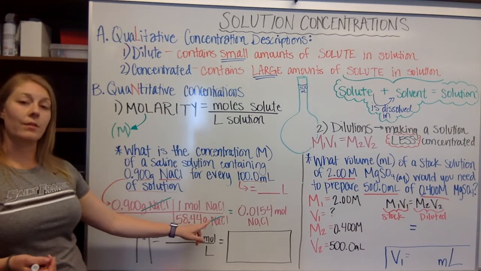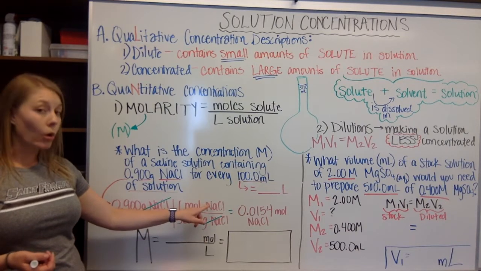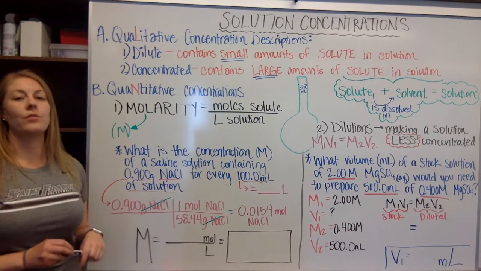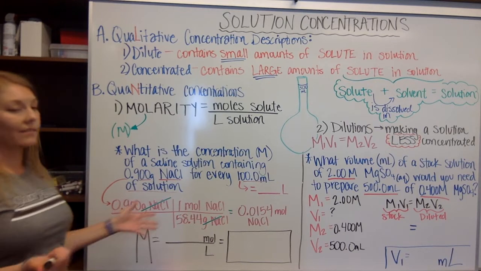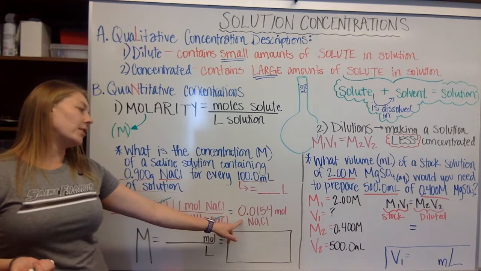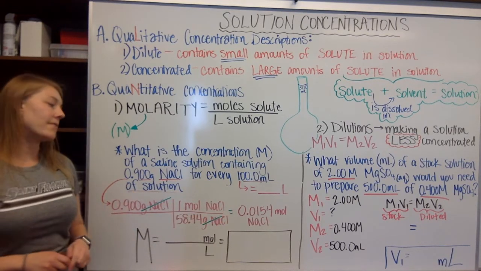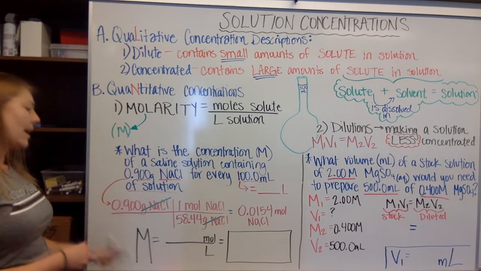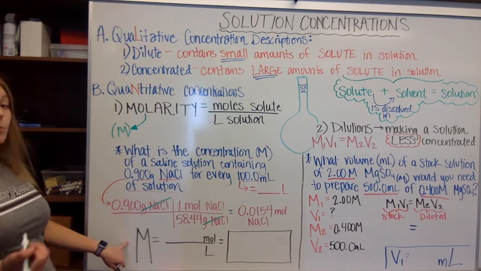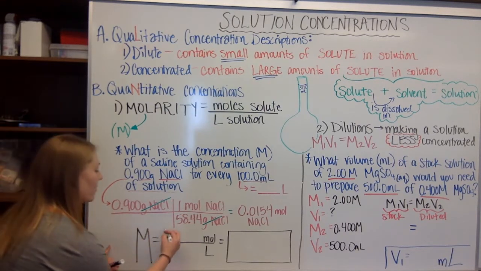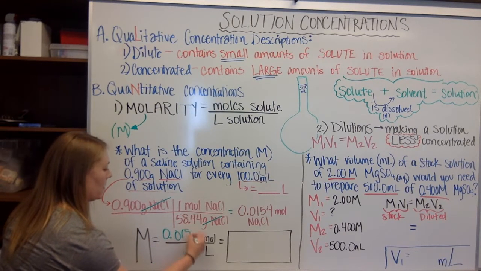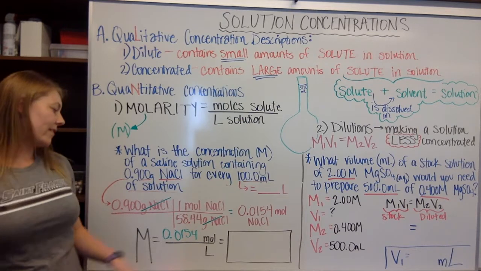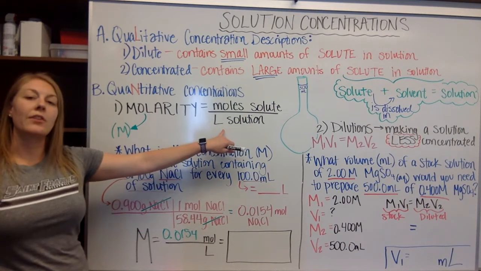Grams is on top, so it goes on bottom. 1 mole goes on top, and we have the molar mass that we're dividing by. I've already done that since you already know how. We have 0.0154 moles of NaCl. So we have our moles of solute. I can plug that into my equation down here for molarity. We have 0.0154 moles of solute over liters of solution.